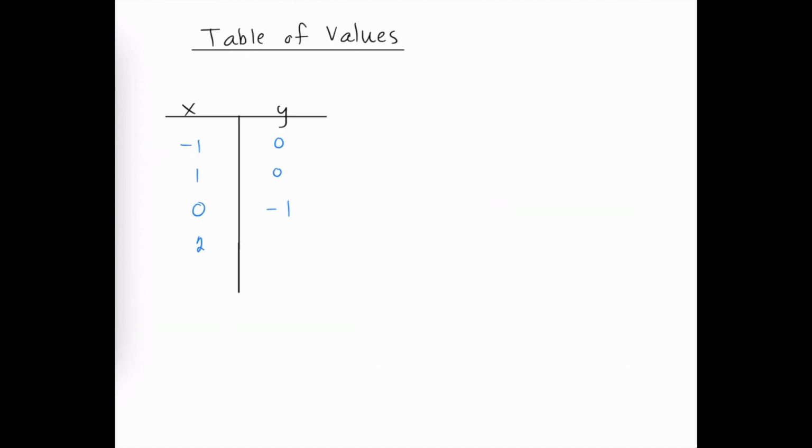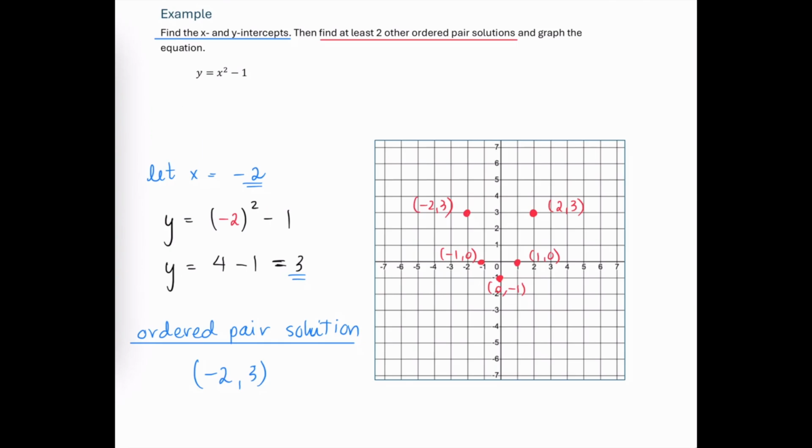Let's also include those ordered pairs on our table of values. And now that we have a couple of points, we can see that the overall shape of this graph is going to be a parabola.